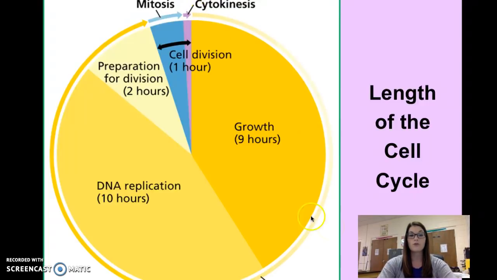That's the beginning steps of cells dividing. So we grow for 9 hours, we make new DNA copies, we prepare and copy all of our organelles, and then this blue section, which is only just part of the cell cycle, is where we're actually dividing and creating new cells. And then the very last part, after we've copied everything and made new nuclei, we have cytokinesis, where the cytoplasm actually divides into 2 brand new cells that are identical to the original cell.